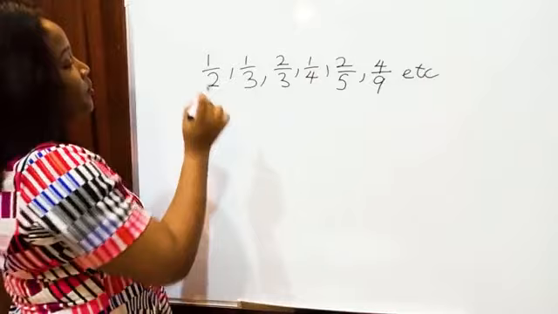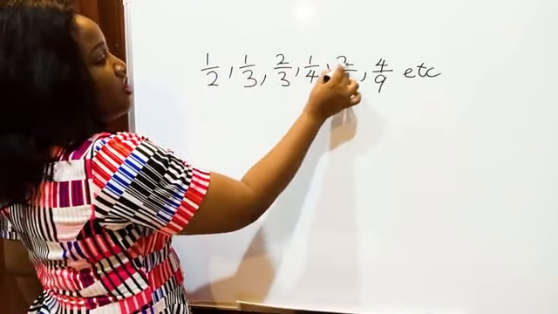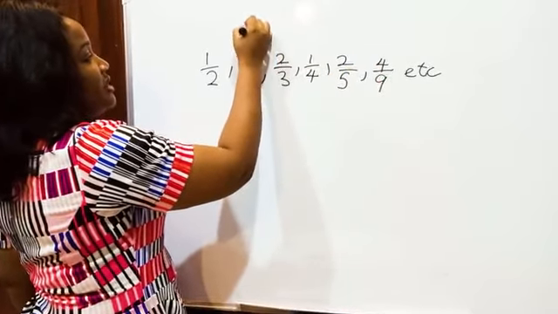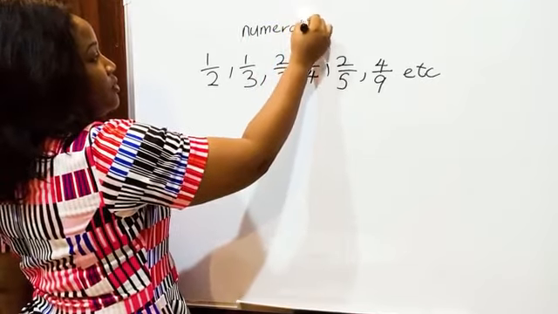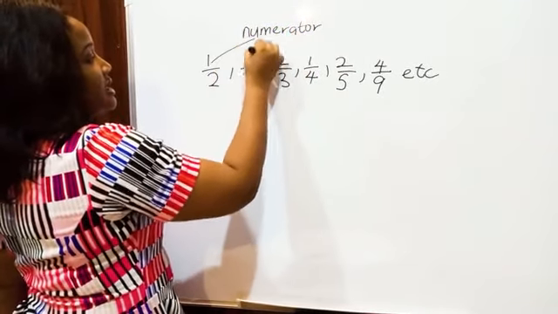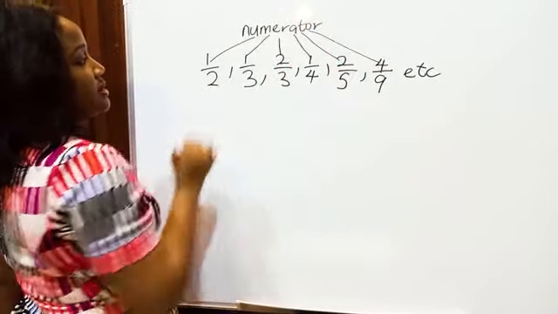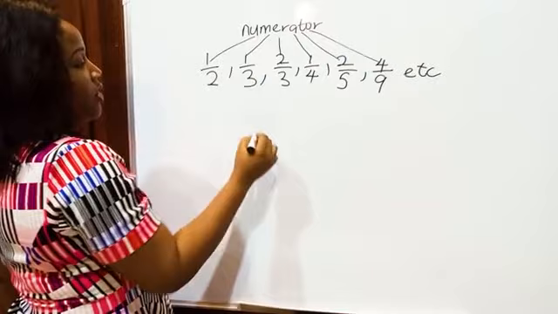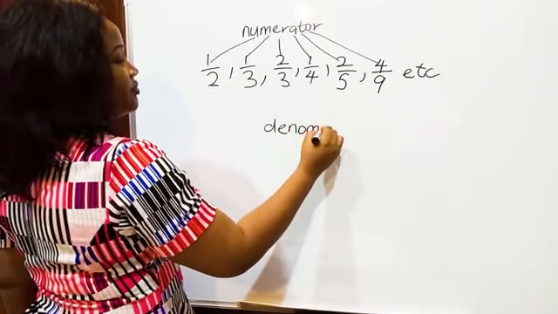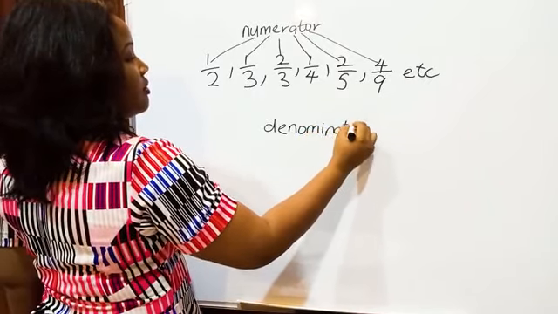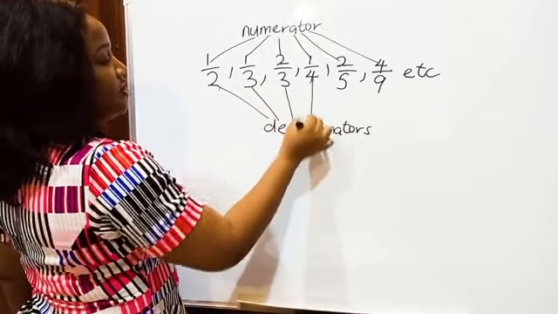Okay? Now, all these numbers that are above the line are called the numerators. These are all called numerators, okay? And those below are called denominators. All these are denominators.